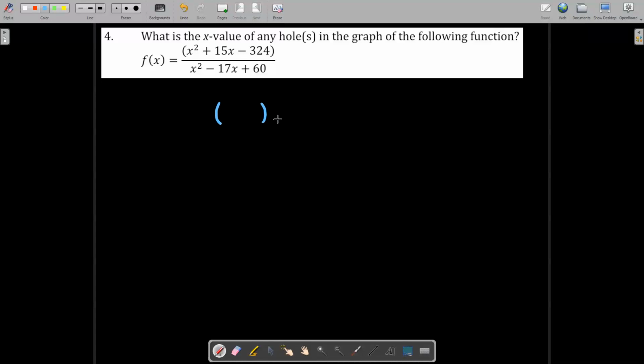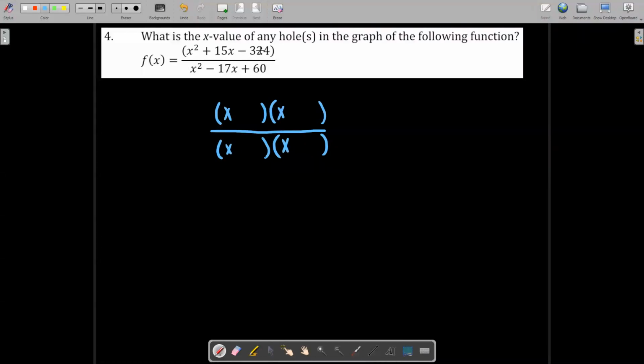That's going to factor into 2 binomials on the top. And then x squared minus 17x plus 60, that's 2 binomials on the bottom. Luckily, these are both easy trinomials because their a values equal 1, not greater than 1. So we can start all of these with x in the first spot. We can figure out our signs.